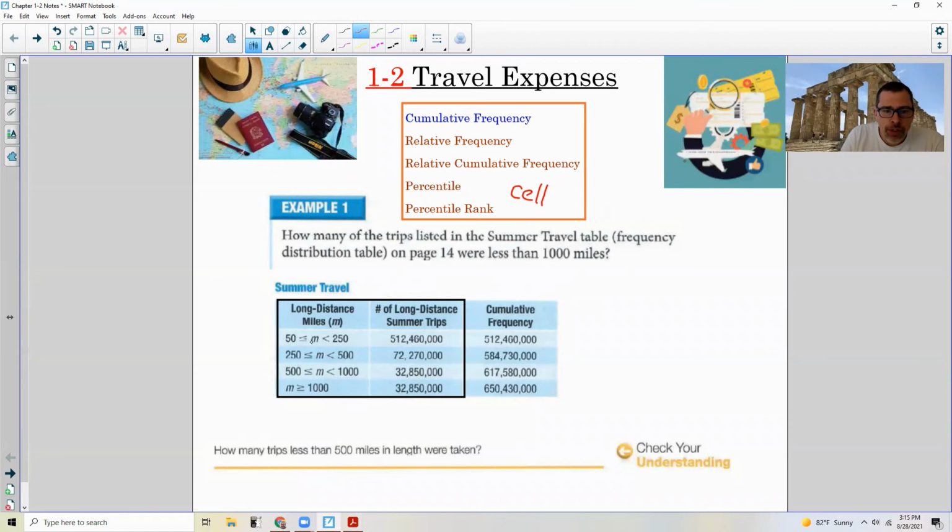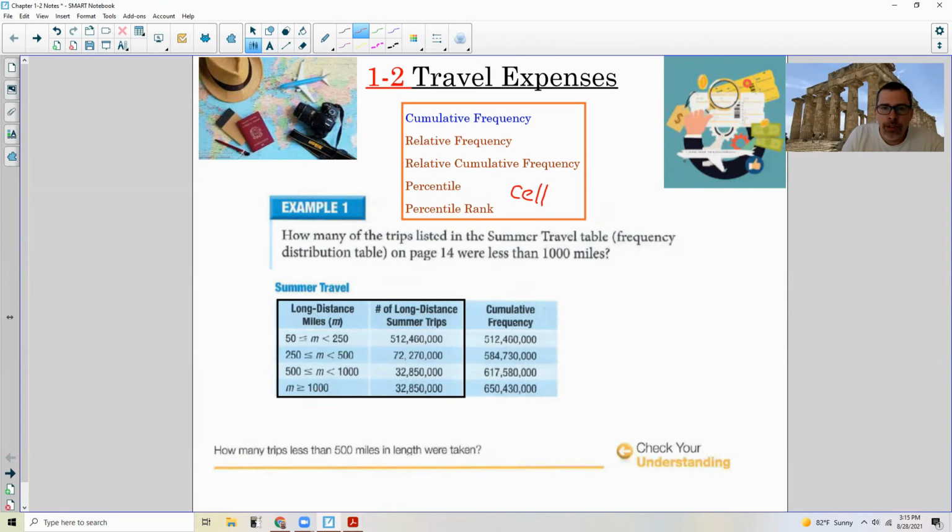So what was the frequency of long distance travel that was 50 miles or greater, but less than 250? And it was 512,460,000. That is the frequency, number of long distance summer trips. How many times? That's the frequency. So this is a table with frequencies in it, and they're broken up into different groups, and therefore that's being distributed. So these were put in this group, these were put in this group, and so on. So that is a frequency distribution table.